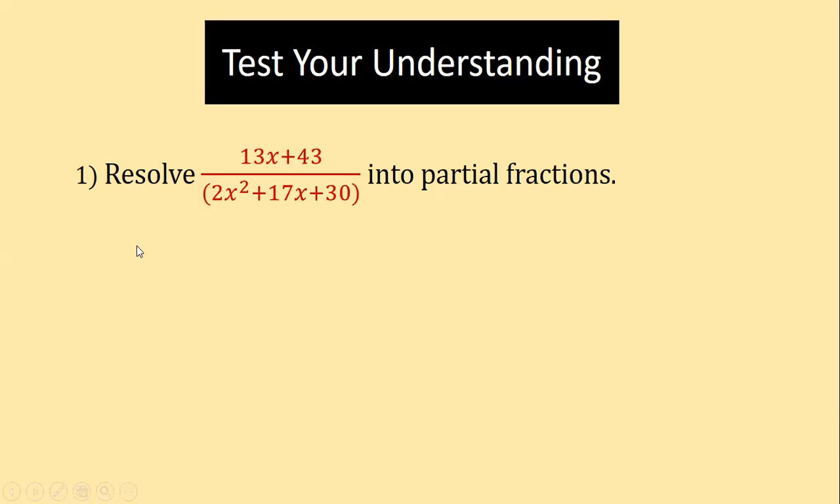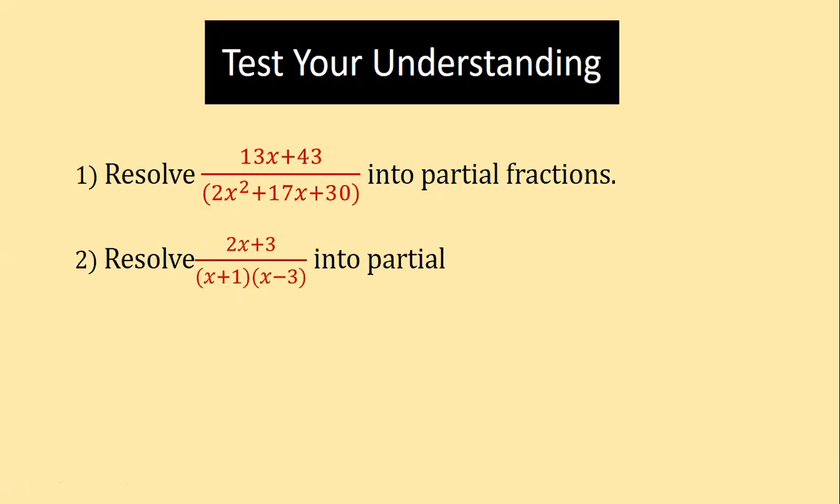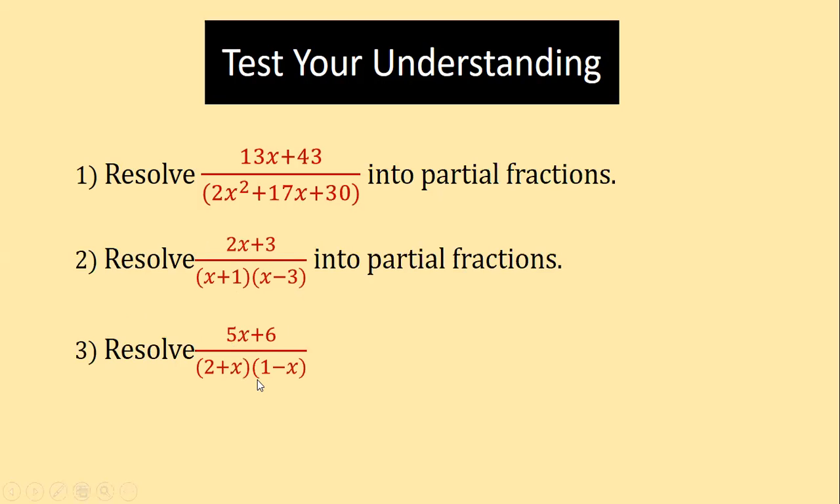Now the second question is: resolve (2x plus 3) by (x plus 1) into (x minus 3) into partial fractions. Here I have directly given you the sum where the two linear factors are there. Next one is: resolve (5x plus 6) by (2 plus x) into (1 minus x) into partial fractions.